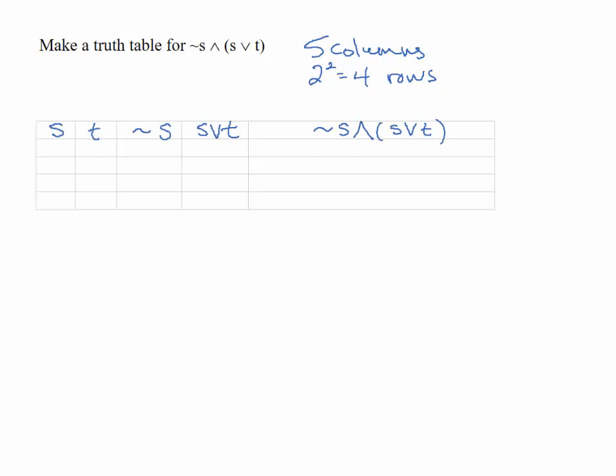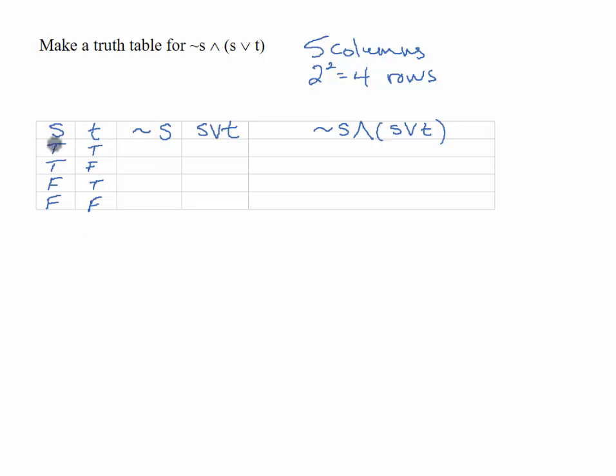Okay, so here we go. I made a column for S, for T, for not S, for S or T, and for not S and the quantity S or T. All right, and I've made my 4 rows. So my beginning's always going to start the same. With 2 statements, I'm going to have either true, true, true, false, false, true, or false, false. Those are my 4 combinations.